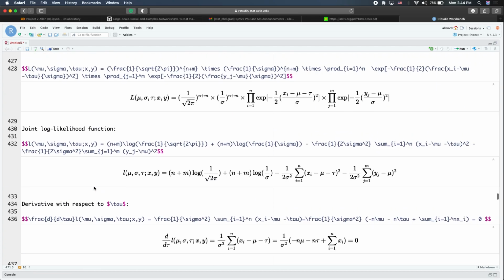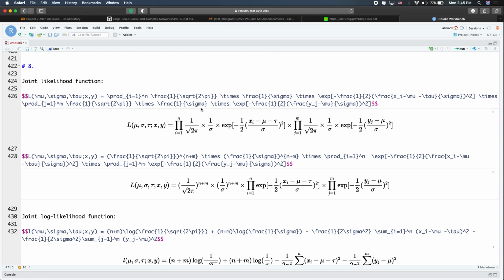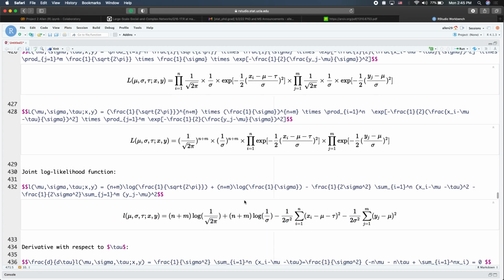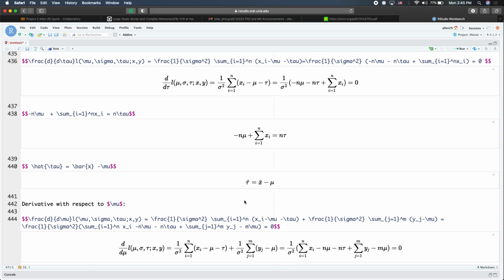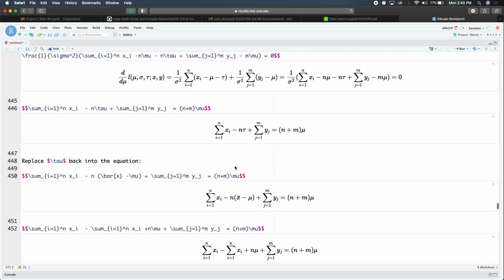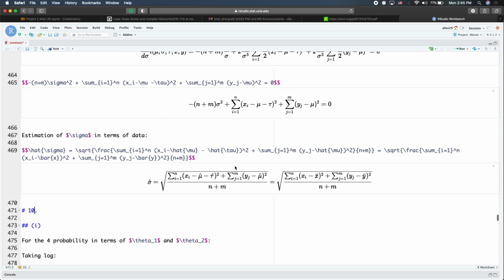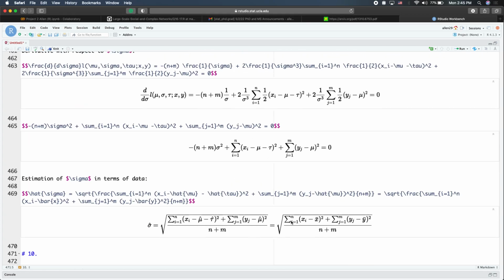So the basic setup is that based on the data, we also have the keyword independent. Take the product from 1 to n and 1 to m, and then construct the log likelihood. From there, take the partial derivative with respect to your target parameters. We have three in this case, so we have three partial derivatives. Three equations and three unknowns, so we should be able to calculate the solution. Finally, we find the closed form solution for the three unknown parameters. Any questions, comments?